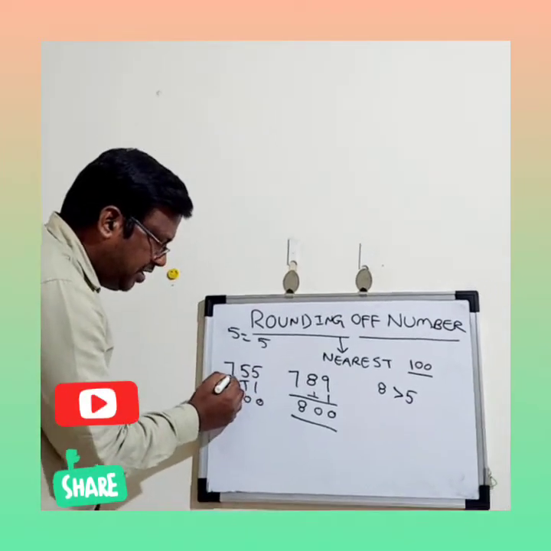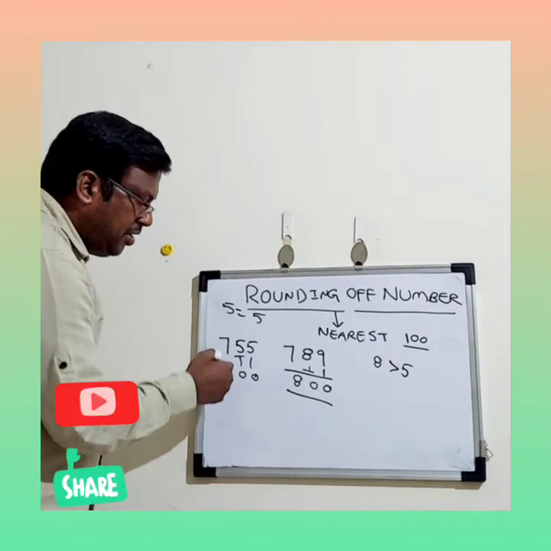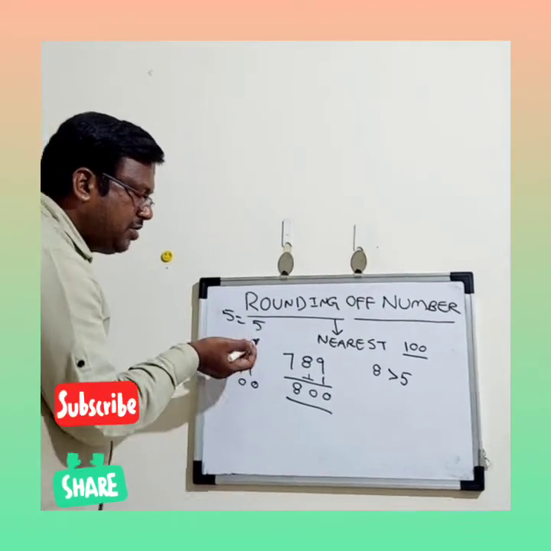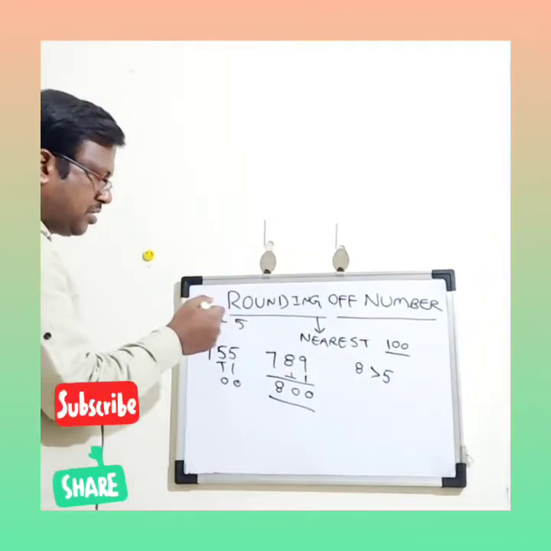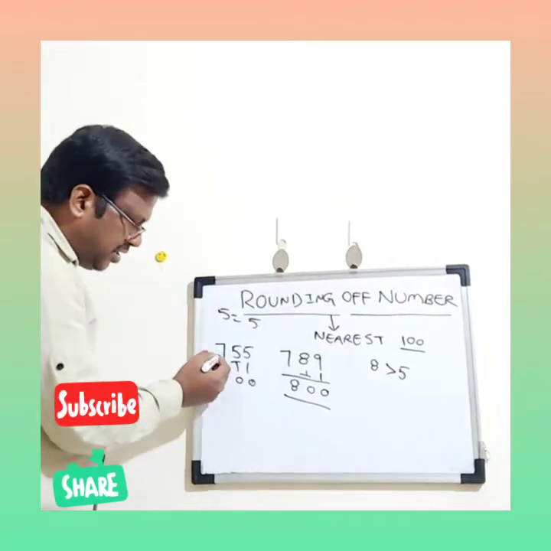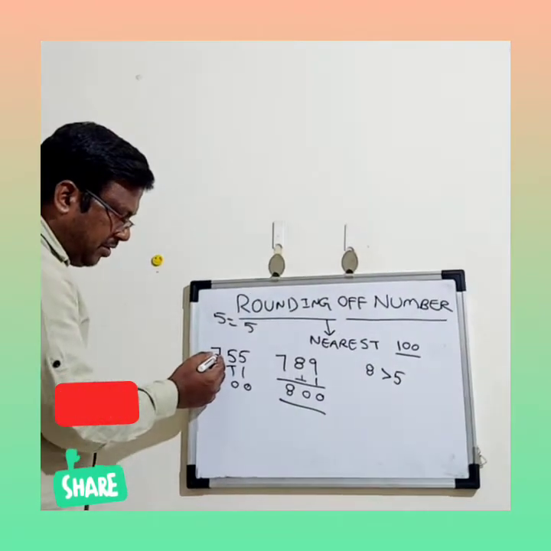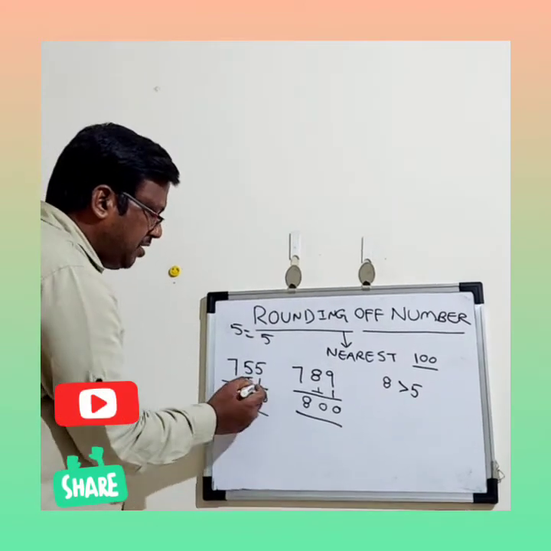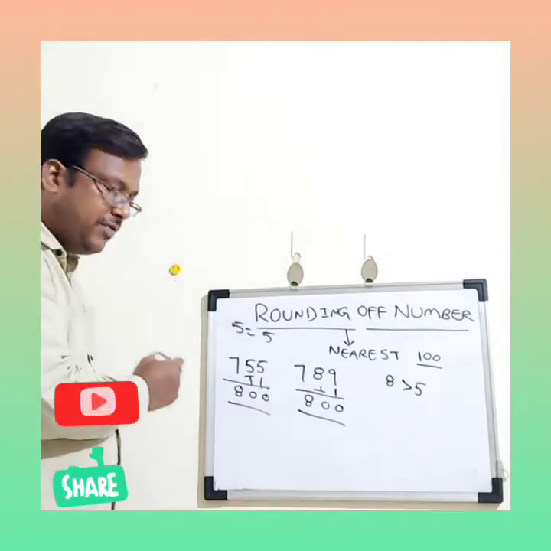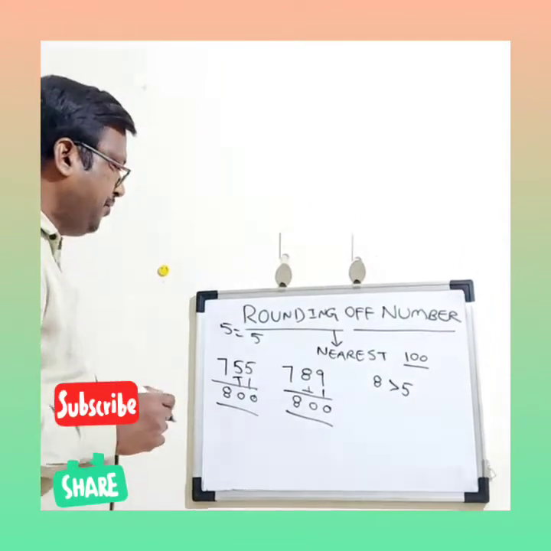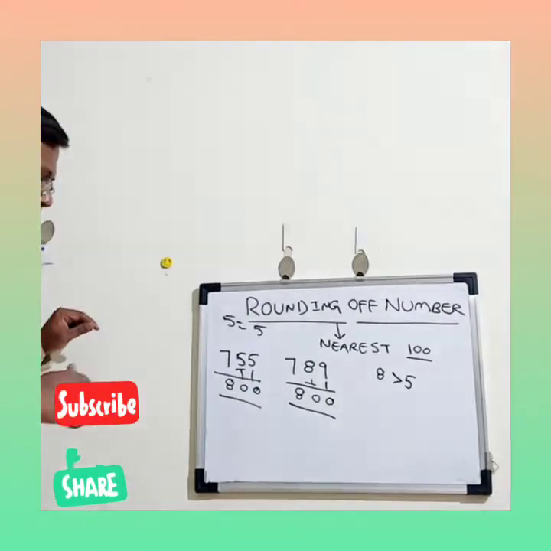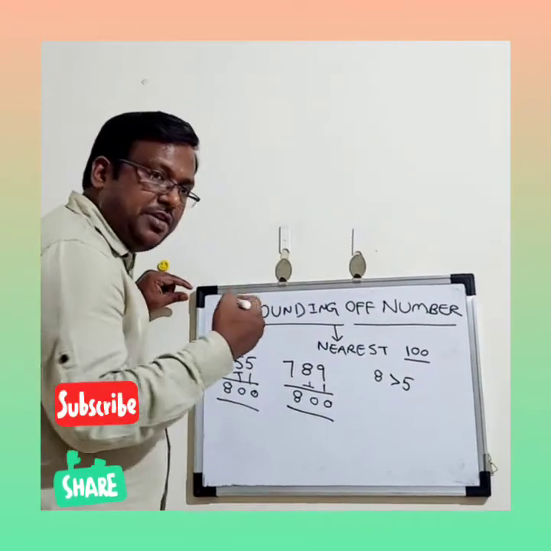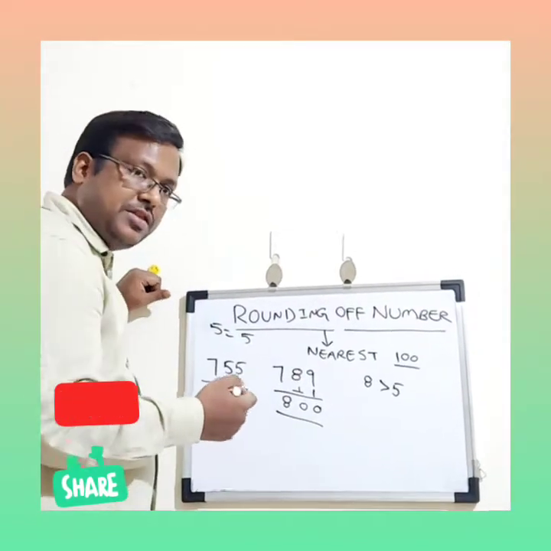Okay, what is the next digit? That is 7 plus 1, because of the condition we discussed previously: when the tens digit 5 is equal to 5, just replace it by adding 1 to 7. That is 7 plus 1 is equal to 8. So what is the nearest 100 number for 755? That is 800. Similarly, consider when the tens digit position is less than 5.